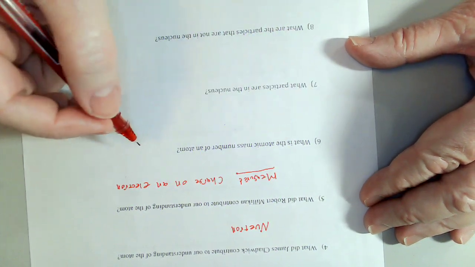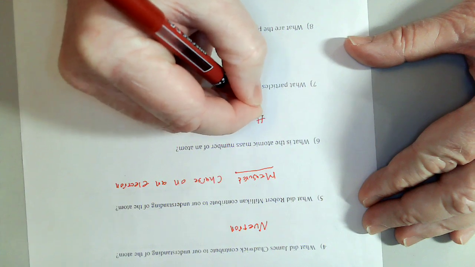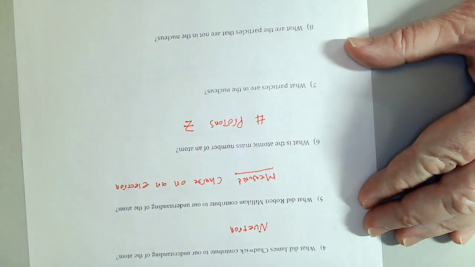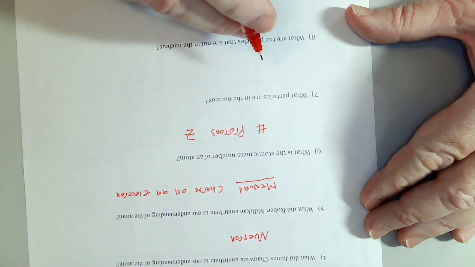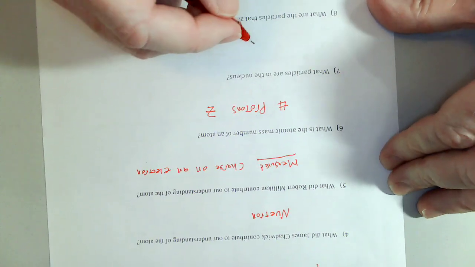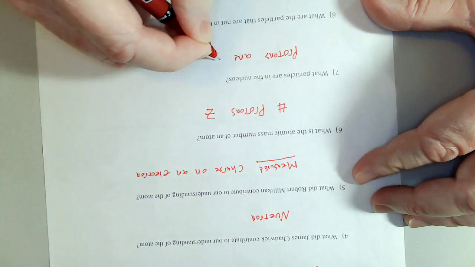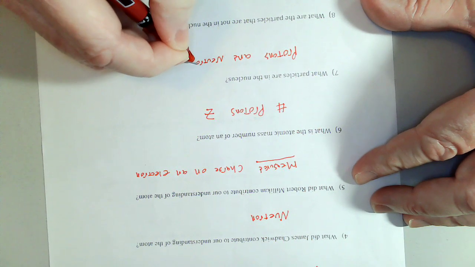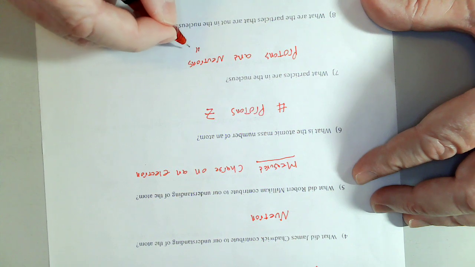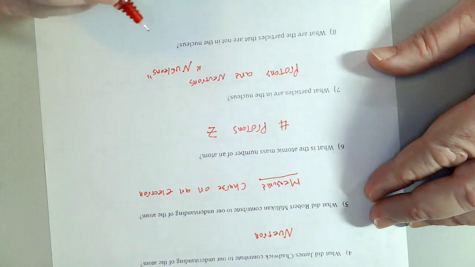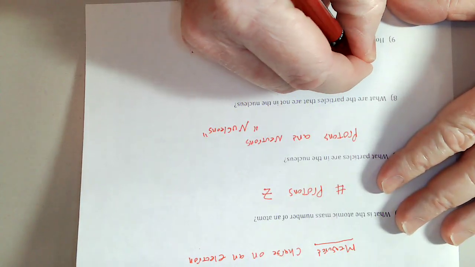So, what's the atomic number of an atom? It's the number of protons, and generally designated by the letter Z. Which particles are in the nucleus? Those are going to be the protons and neutrons. We give them a fancy name. We call them nucleons. All right? So what particles are not in the nucleus? That's going to be the electron.